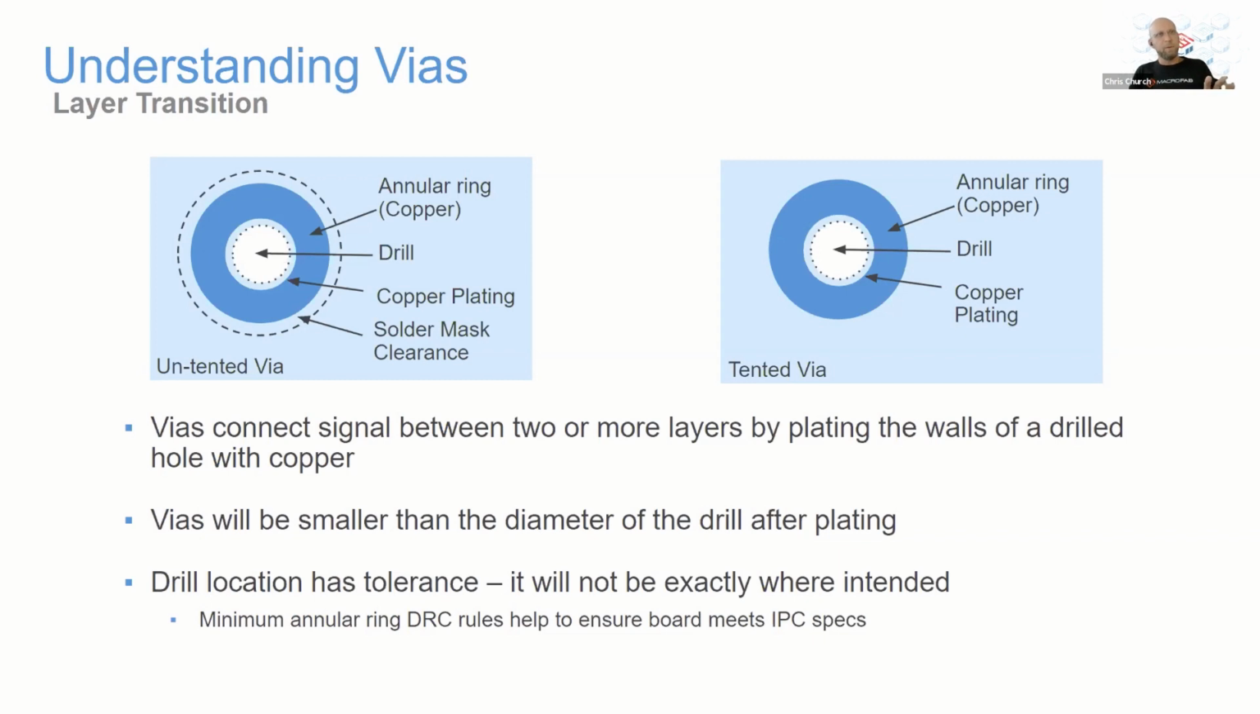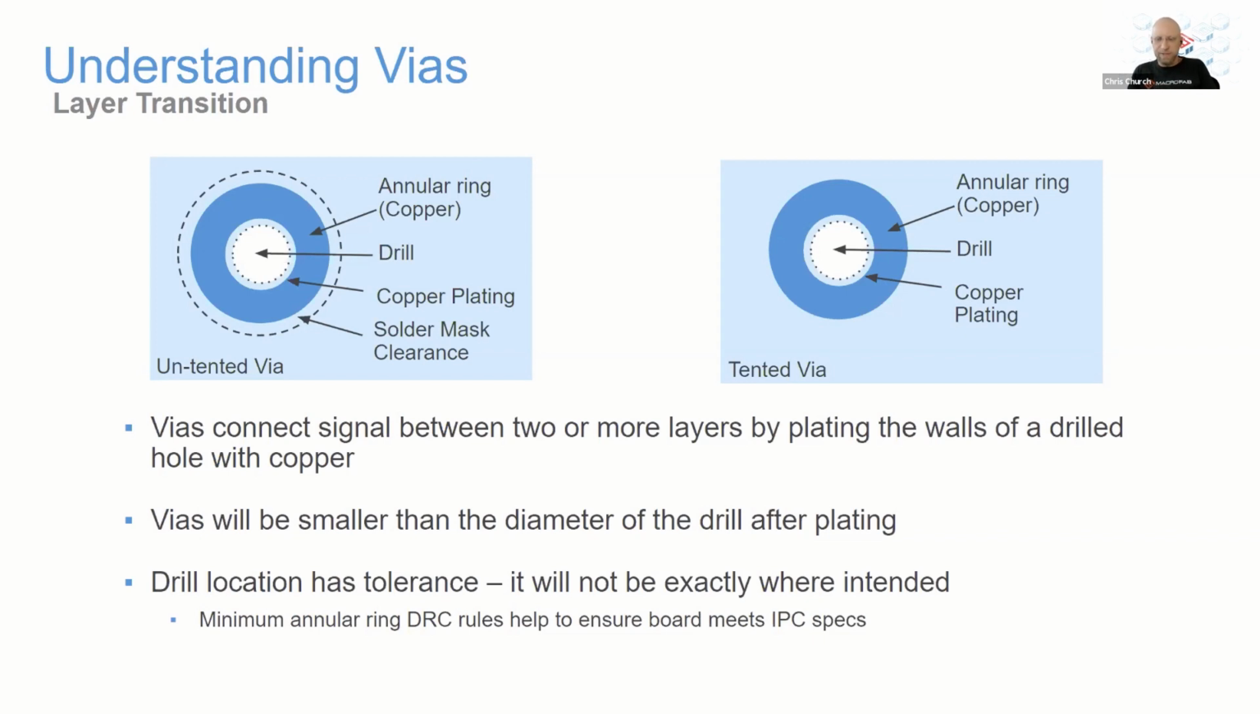Then we talk about the solder mask clearance. On an untinted via, the solder mask will be kept off of that via, and the copper of the annular ring will be exposed, or the plated copper at the end of it. With a tinted via, the solder mask is put all the way over, so there's no opening in the solder mask, and that covers that via. And our preference there is, if you can get away with it, to use tinted vias wherever possible, as long as they're not a via in pad.